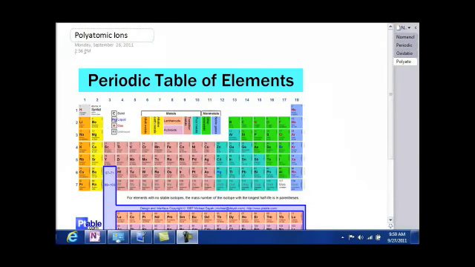Okay, so we all have a copy of the periodic chart. This is a must. This is the tool that we're going to use in order for us to learn how to name compounds. We are going to classify, if you look at your first handout, the different types of compounds depending on the nature of them.